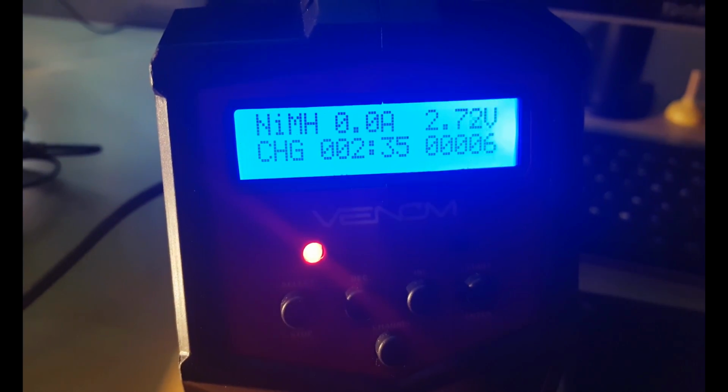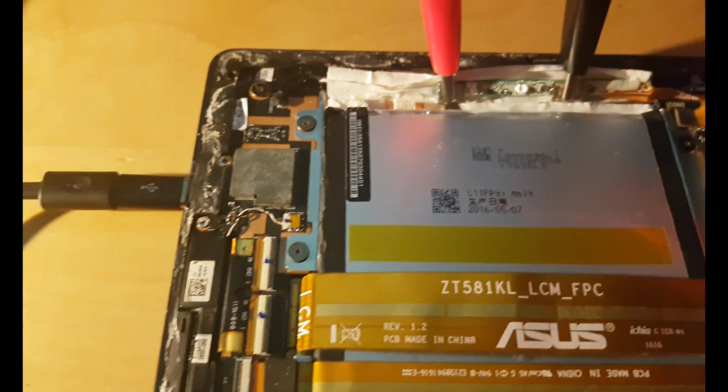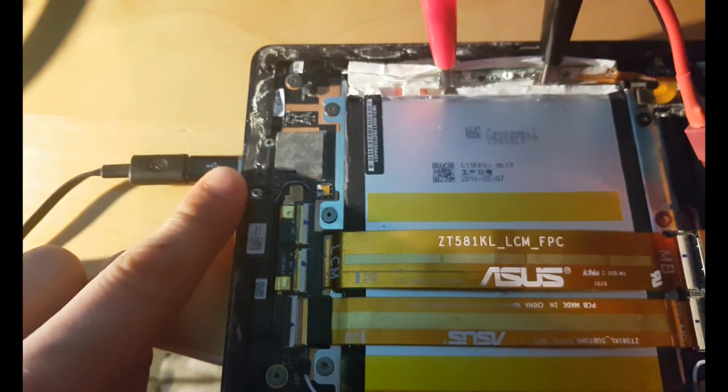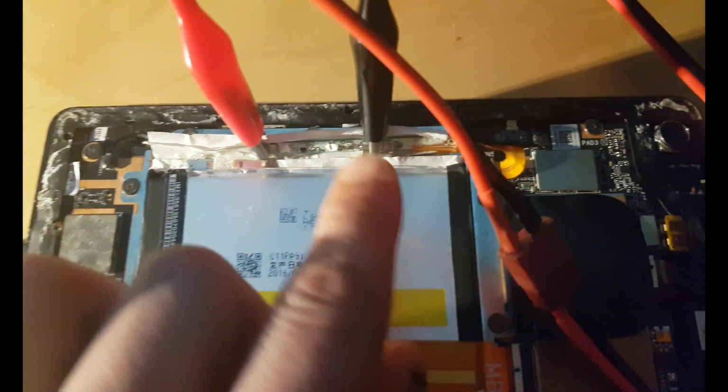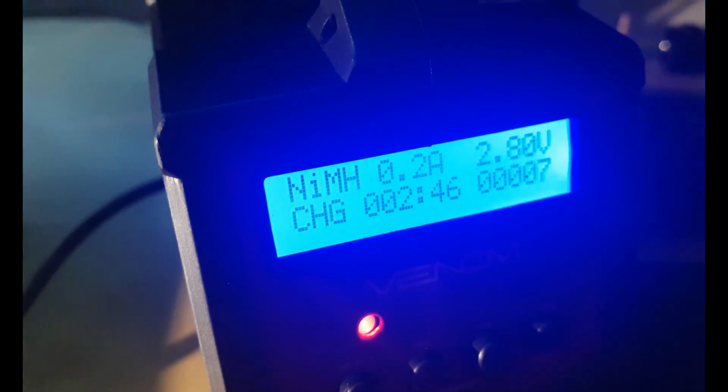Right here we have ASUS P008 with dead battery. It doesn't want to charge with USB Type-C, so I manually connected it, trying to charge it. Already have 7 amperes.